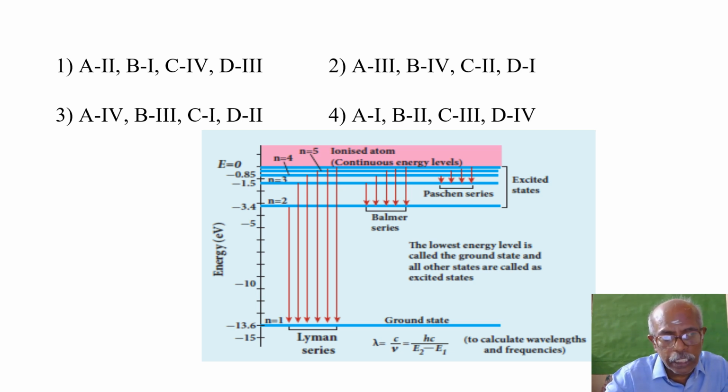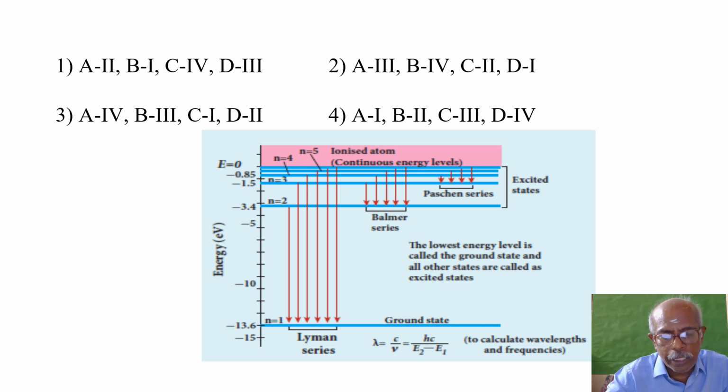So this is n equal to 5 to 1, which is large energy. This is n equal to 4 to 1, somewhat lesser. 3 to 1, still lesser. 2 to 1 is still lesser. So this is the lowest energy, this is somewhat higher energy, and this is the highest energy. Now, what are the options that you are given here? A to 2, B to 1, C to 4, and D to 3.